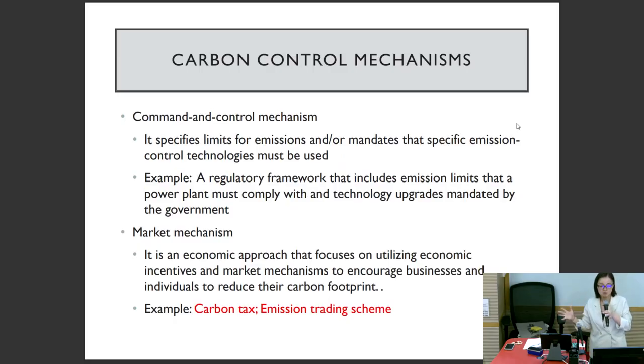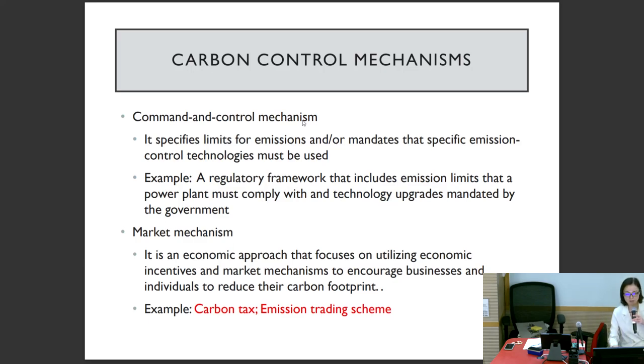Before we move on to the carbon tax and emission trading scheme, you have to understand that there are two types of mechanism for controlling carbon emissions. These two types would be command and control mechanism and market mechanism. Carbon tax and the ETS belong to the market mechanism. So what is command and control mechanism? It specifies limits for emissions and or mandates that specific emission control technologies must be used.